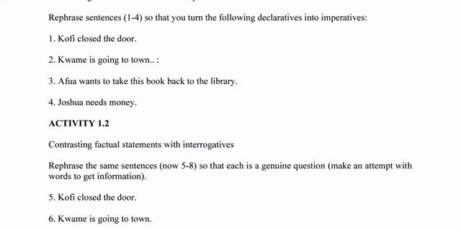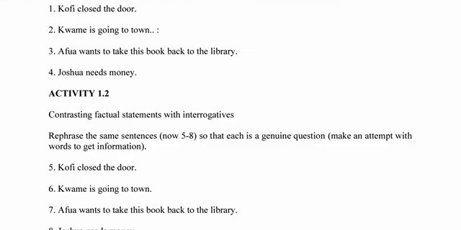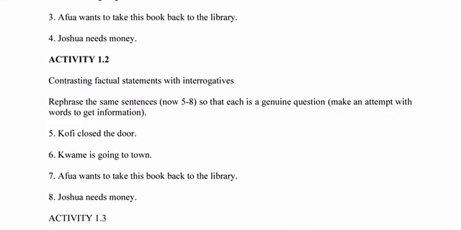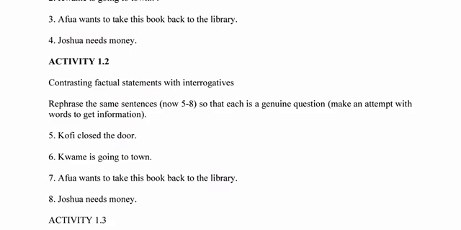2. Kwame is going to town. Kwame, go to town. 3. Ifua wants to take this book back to the library, it can become, Ifua, return this library book. 4. Joshua needs money. It can become, Joshua, you must get money somehow.